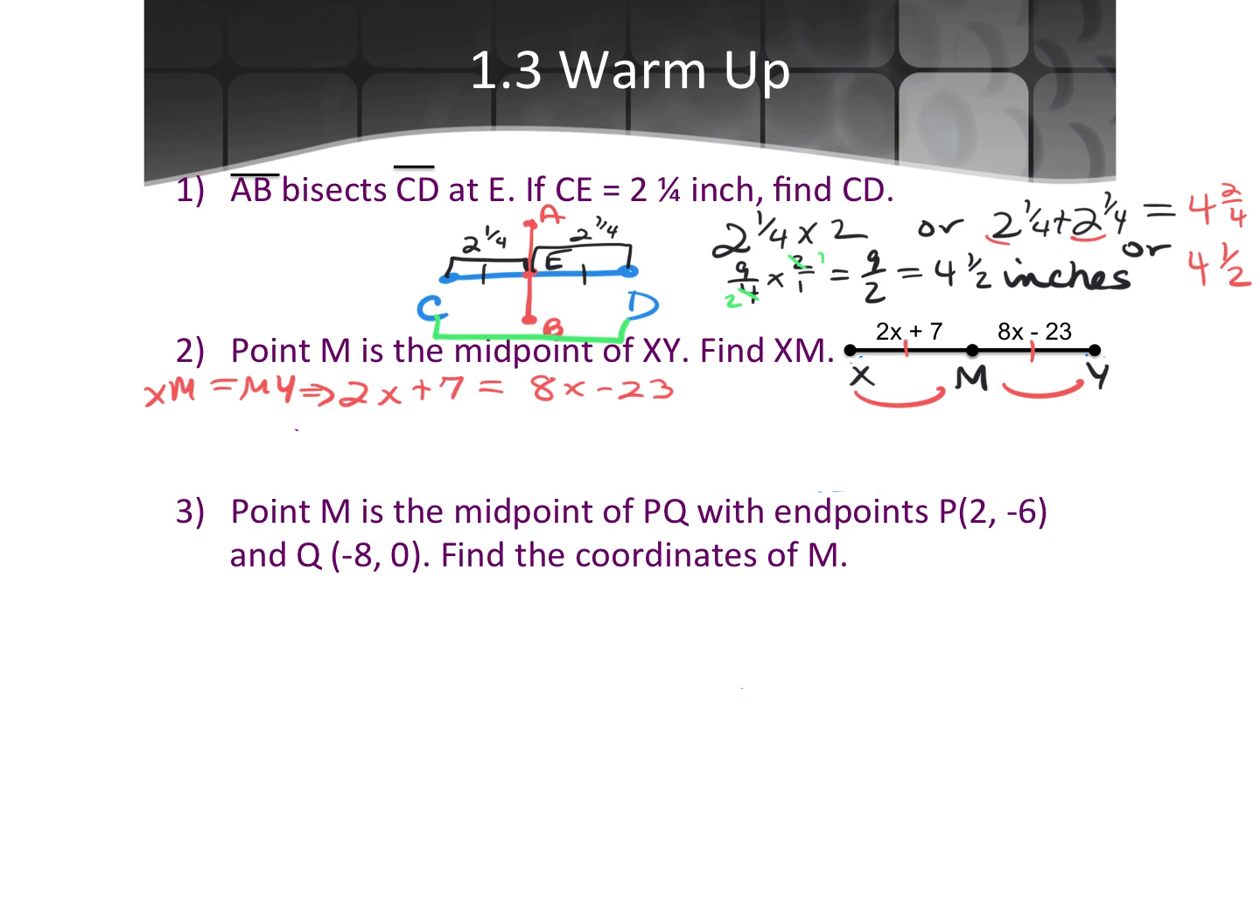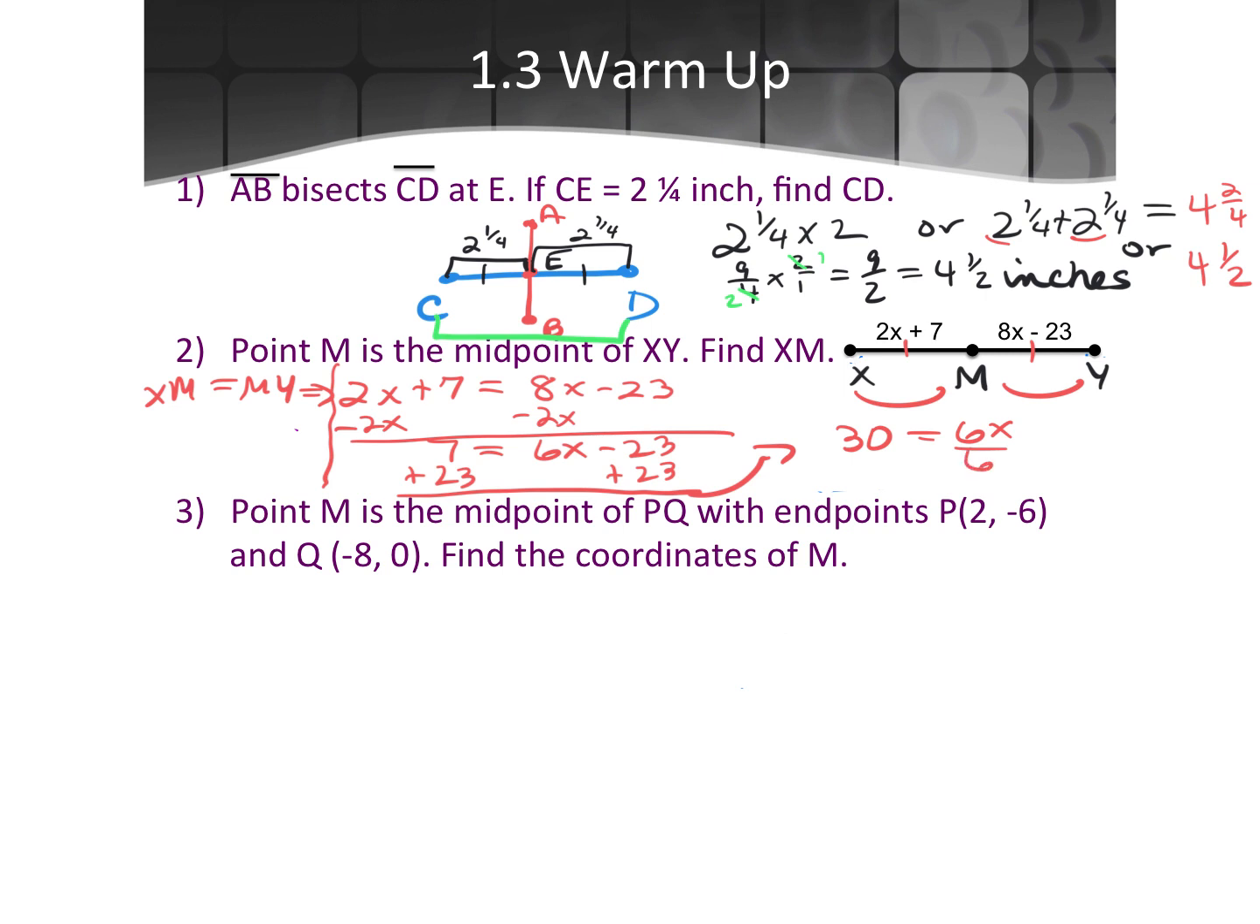You can choose to move your variables to the left or the right. It doesn't matter. I'm going to go ahead and subtract the 2X. You could have also subtracted the 8X. Either way, then you get 7 equals 6X minus 23. I'm going to add the 23 to both sides. And now I'm going to go ahead and write the answer up here. So 7 plus 23 is 30, which is equal to 6X. Divide both sides by 6, and X equals 5.